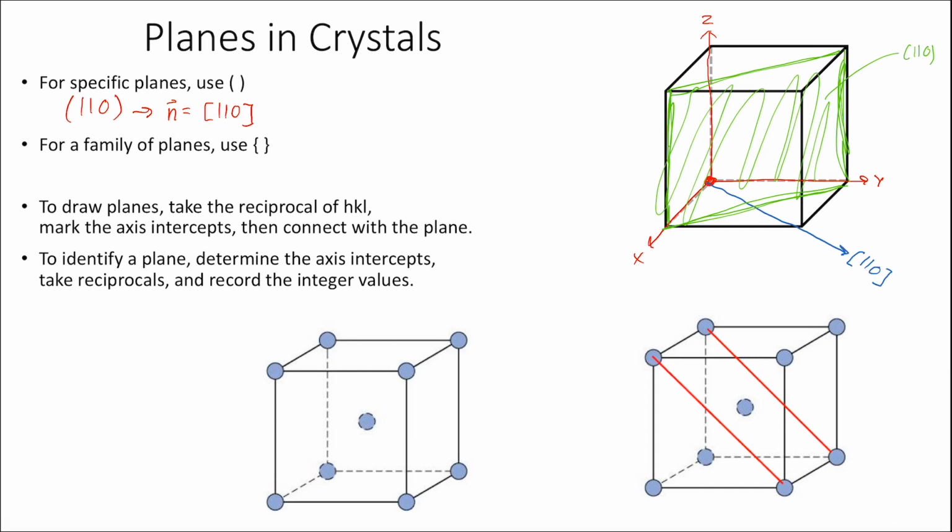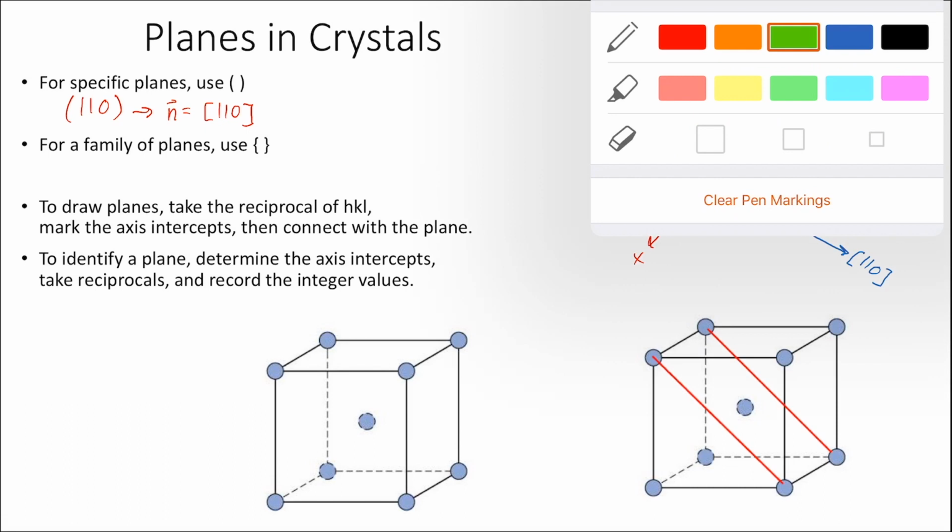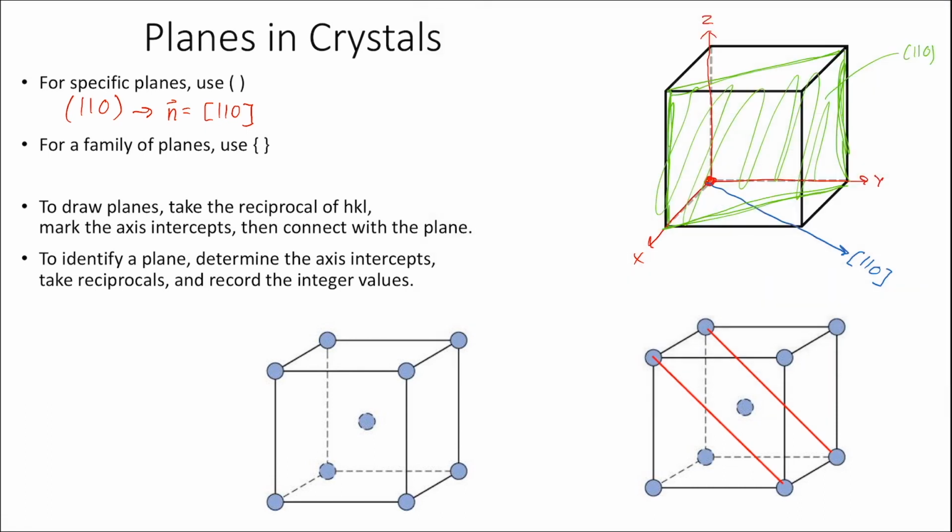All right, so now for a family of planes, we use brackets. You can say squiggly brackets, or I just call them brackets. So for a family of, say, 1, 1, 1 planes, I want you to take 30 seconds and write down all of the distinct planes using parentheses. So pause the video, take 30 seconds to do that.